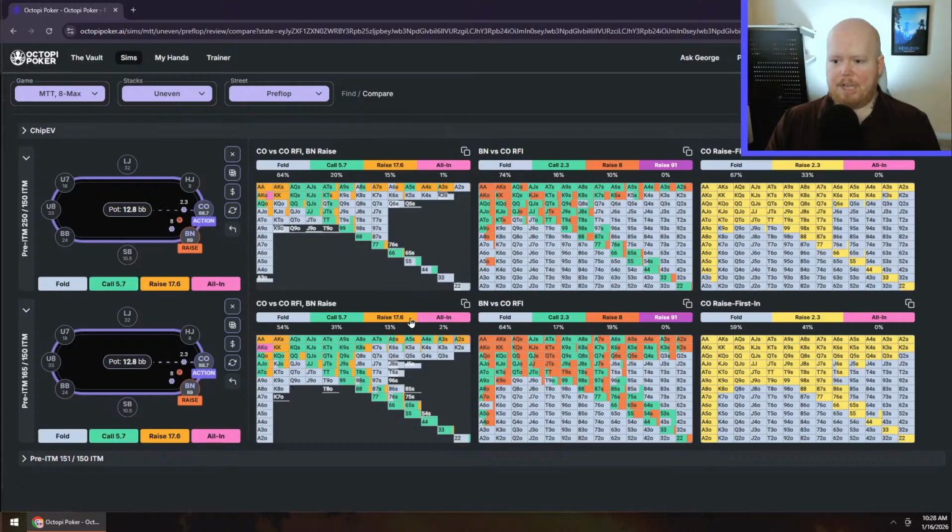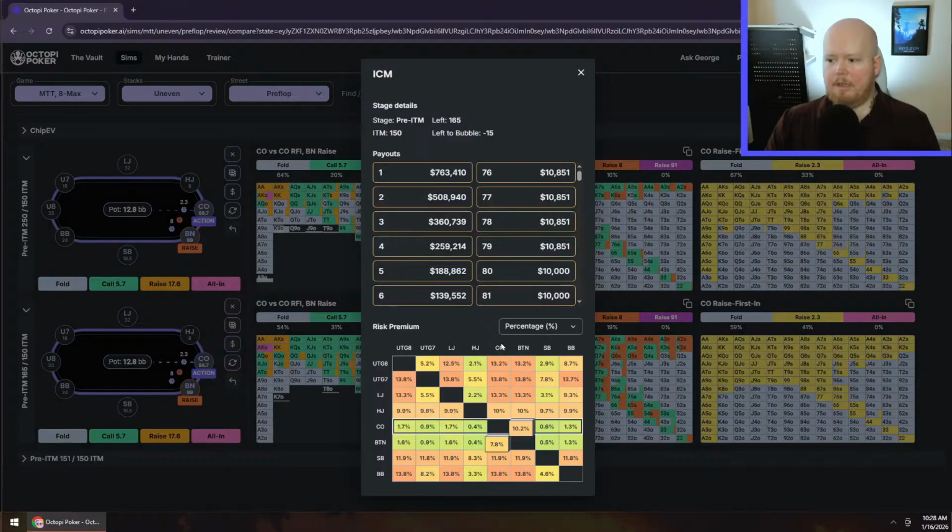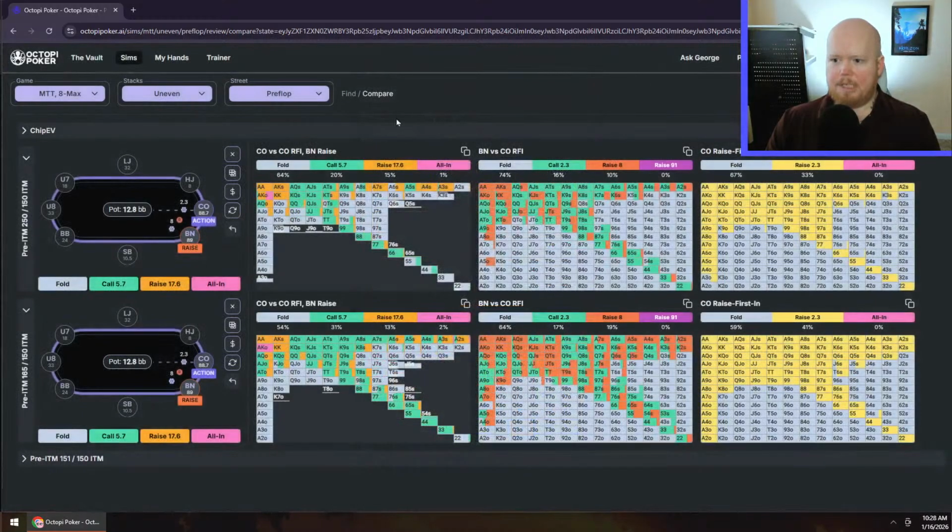And this seems super counterintuitive because we've now got, you know, high risk premiums, 7.8, 10.2%. These are relatively high premiums against each other, but it comes down to how wide the ranges are. It comes down to the fact that when the button is 3-betting super wide here, when they're 3-betting 19% of hands, that is not something that the cutoff wants to just let happen. The cutoff can still fight back here when this 3-bet range is as wide as what it is here.